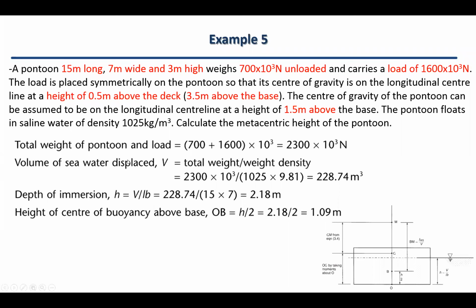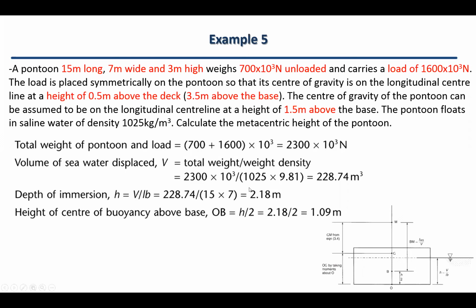So we're just going to take into account both loads together, like the 700 and 1600 together is 2300 kilonewtons. So 2300 kilonewtons is the total weight. And we can easily calculate the volume of seawater displaced, which is V equal to the total weight divided by the weight density. Imagine we have the total weight of 2,300,000 newtons divided by rho of the water, 1025, times g, 9.81.